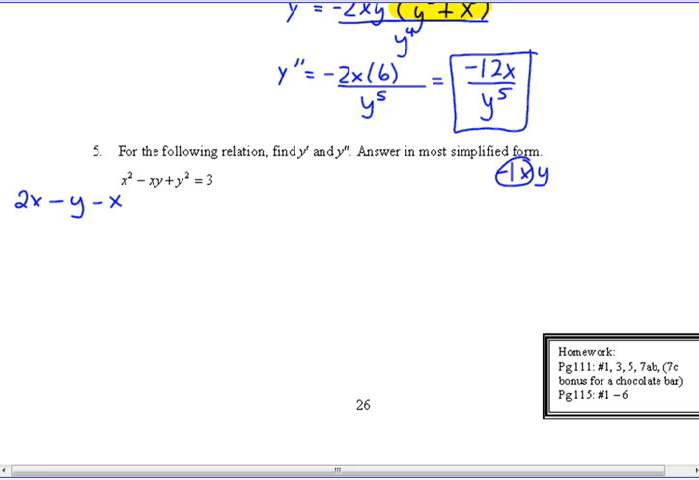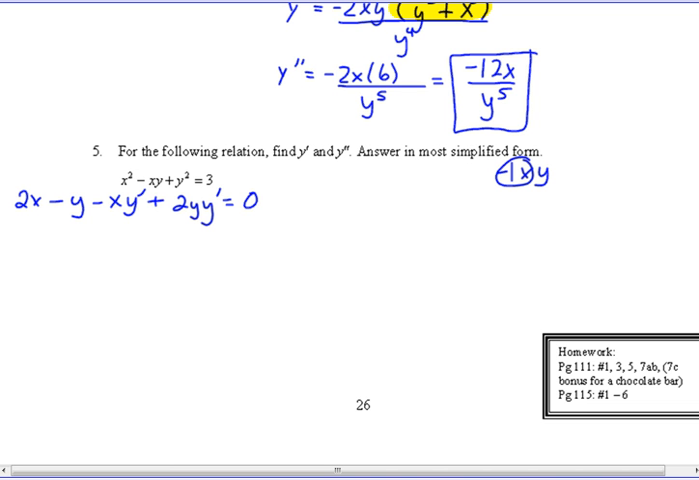What's the derivative of y? Y prime. Plus 2y prime equals... Greg, derivative of 3? 0. It's not 6.